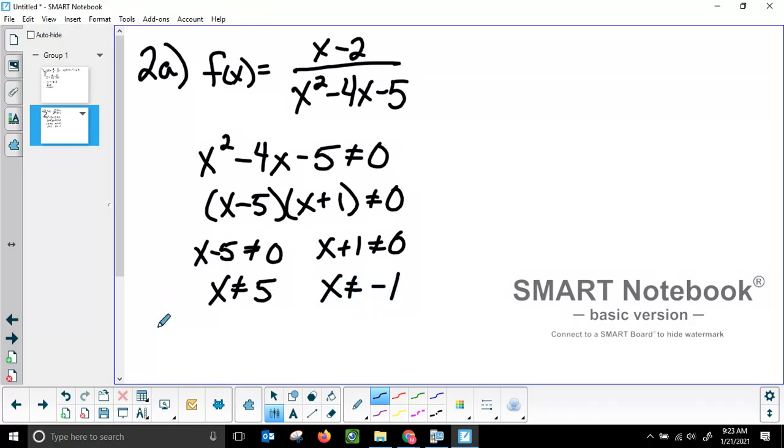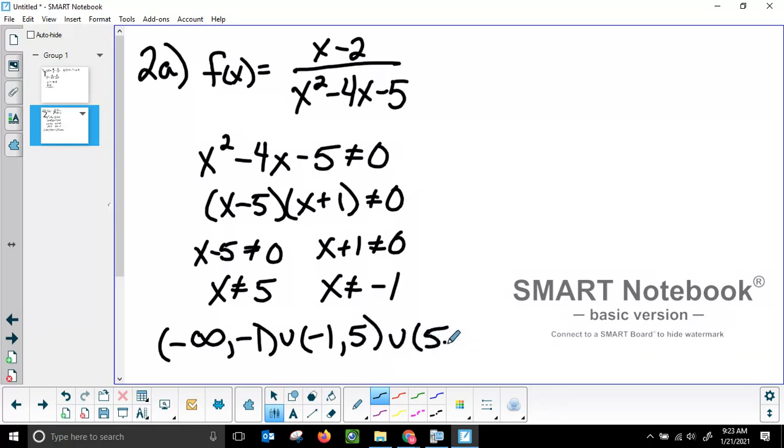All right, now remember, this is going to be a multiple choice test, so your answers will probably be in interval notation. So we would say from -infinity to -1, not including -1, union -1 to 5, not including 5, union 5 to infinity, not including 5 again.